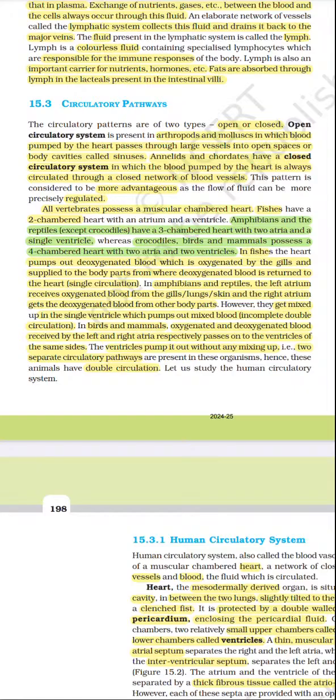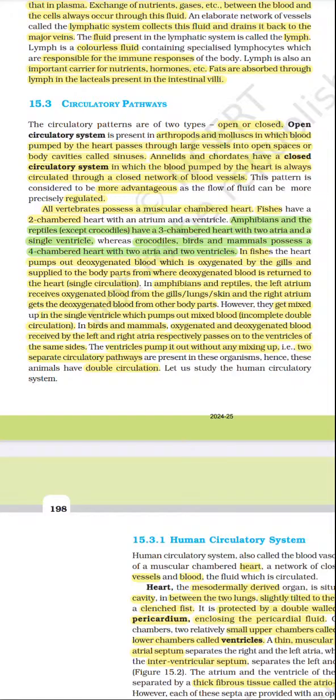In fish, the heart pumps out deoxygenated blood, which is oxygenated by the gills and supplied to the body parts, from where deoxygenated blood is returned to the heart, called single circulation. In amphibians and reptiles, the left atrium receives oxygenated blood from the gills, lungs, and skin, and the right atrium gets deoxygenated blood from the other body parts. However, they get mixed up in the single ventricle, which pumps out mixed blood, called incomplete double circulation.